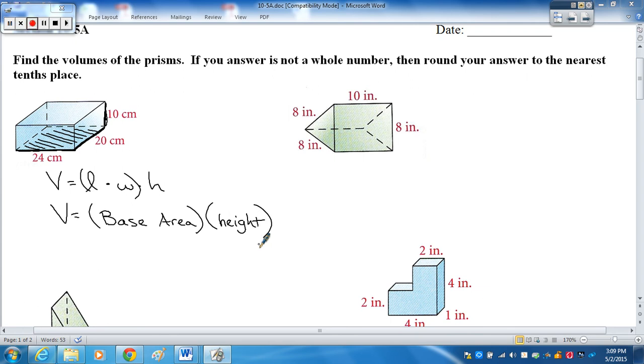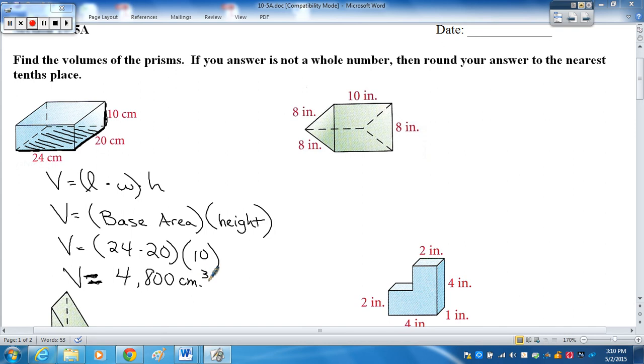Length times width times height, great formula, can use it on lots of rectangular prisms, but we need more than that. Because some of them, as you see in the second one over here, is not going to be a rectangular prism. So, as we look there, if I plug that in, the base area is 24 by 20, and the height is 10. And if you plug that into your calculator, this will be exactly 4,800 centimeters cubed, okay?